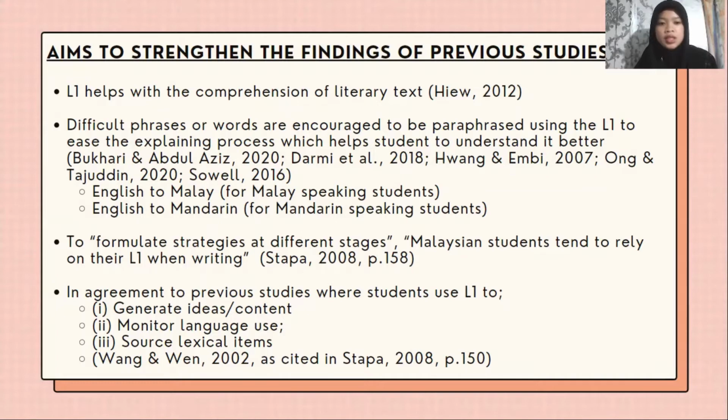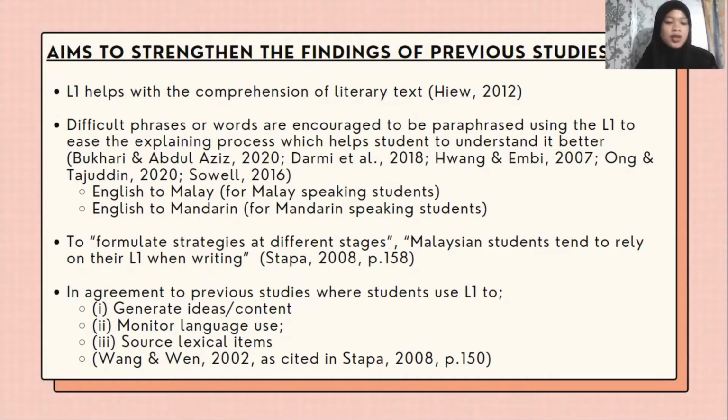For example, the teachers would translate and paraphrase from English to Malay for Malay speaking students, and the teachers would translate and paraphrase from English to Mandarin for Mandarin speaking students. And in the third study, it is shown that to formulate strategies at different stages, Malaysian students tend to rely on their L1 when writing.